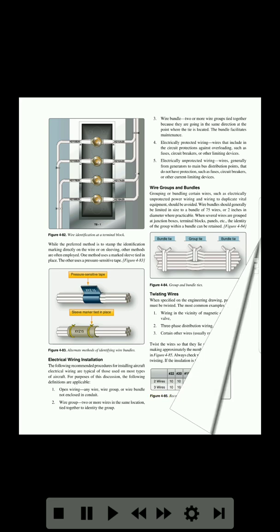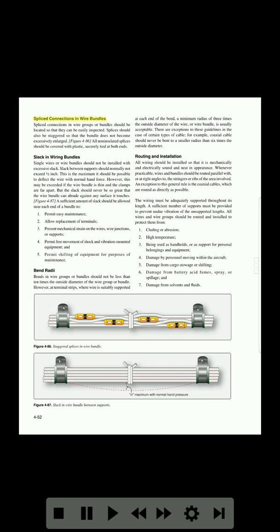4-51. Spliced connections in wire bundles. Spliced connections in wire groups or bundles should be located so that they can be easily inspected. Splices should also be staggered so that the bundle does not become excessively enlarged. Figure 4-86. All non-insulated splices should be covered with plastic, securely tied at both ends.